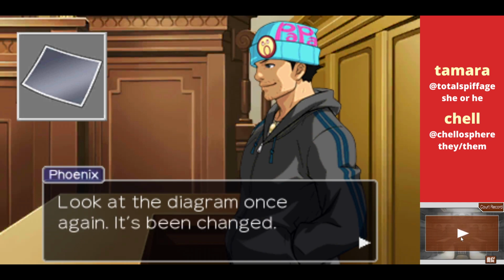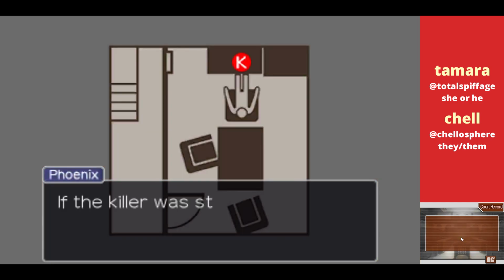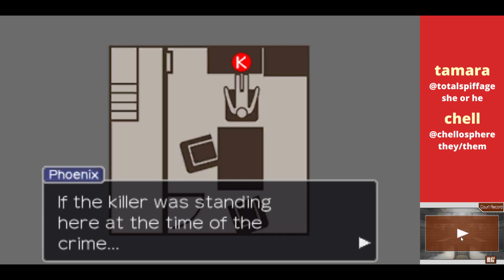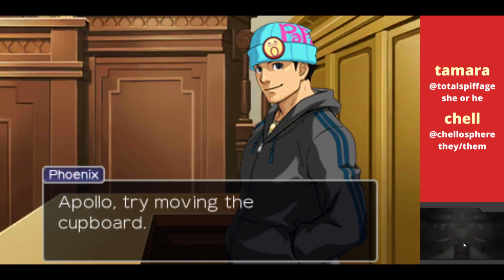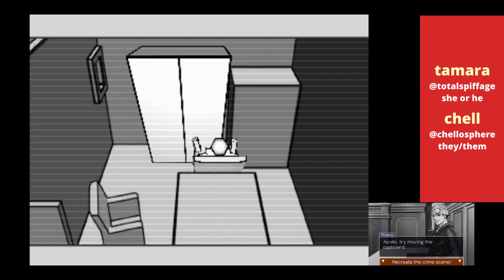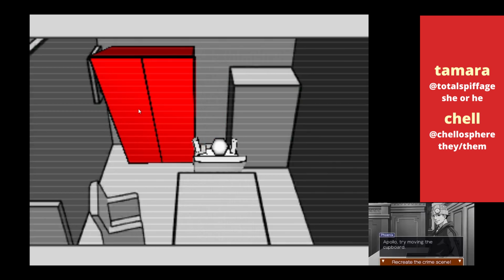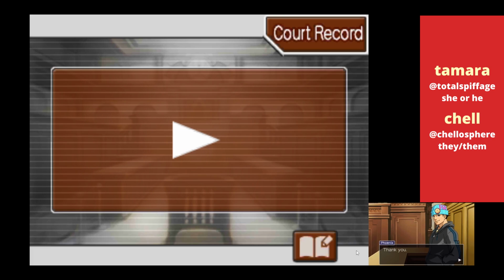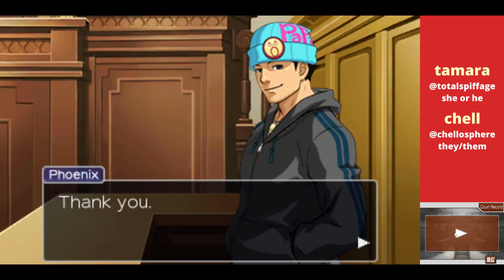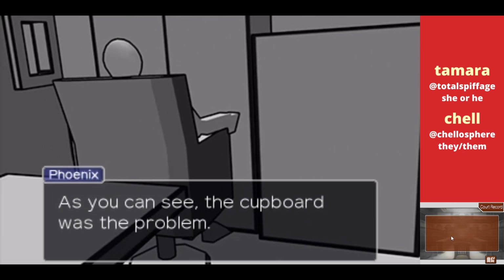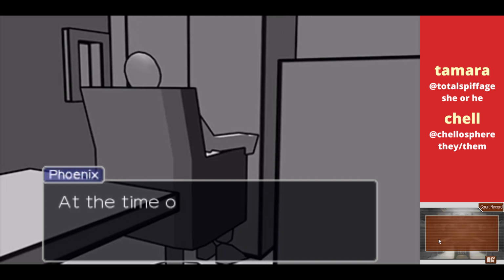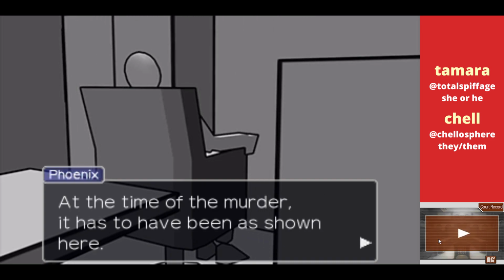Look at the diagram once again. It's been changed. If the killer was standing here at the time of the crime, then this cupboard wasn't here, which means... Apollo, try moving the cupboard. Here we go. We're just gonna open this wall up. Thank you. As you can see, the cupboard was the problem at the time of the murder, and it has to have been shown here.